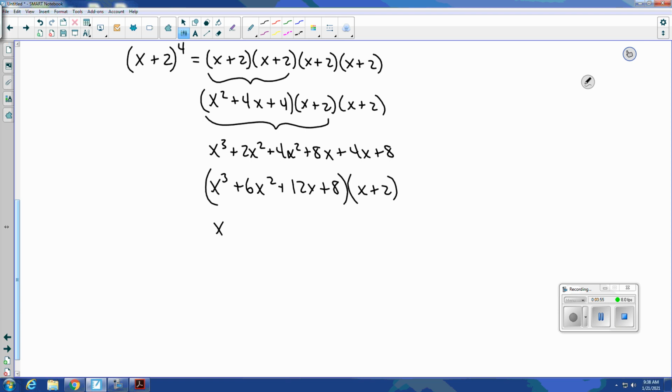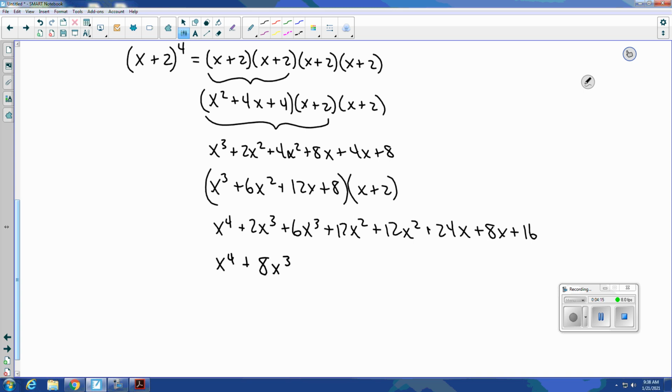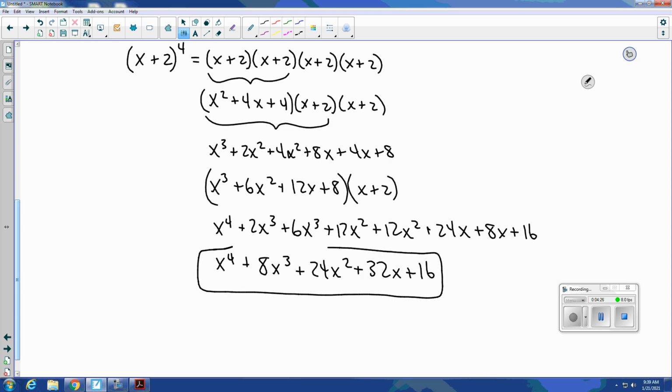And we're going to do x to the 4th plus 2x cubed, first distribution. Second, 6x cubed plus 12x squared plus 12x squared plus 24x plus 8x plus 16. Combine like terms, we'll get x to the 4th plus 8x cubed plus 24x squared plus 32x plus 16. So that took 6 lines of work and a lot of distributions to reach this final result.